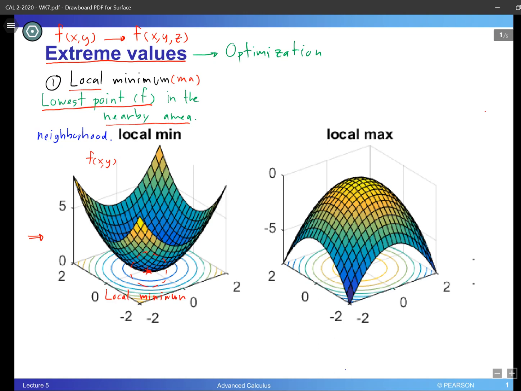Okay, now that we have the lowest point, there must be some highest point somewhere. And that leads to the next type of the extreme values, and that is number 2 right here. Number 2 is going to be local maximum.